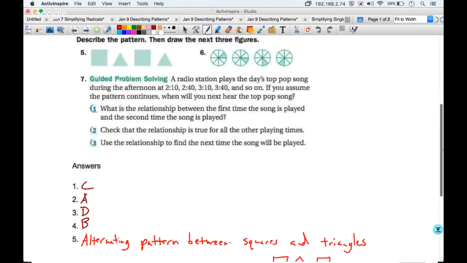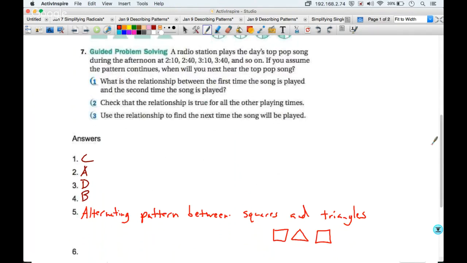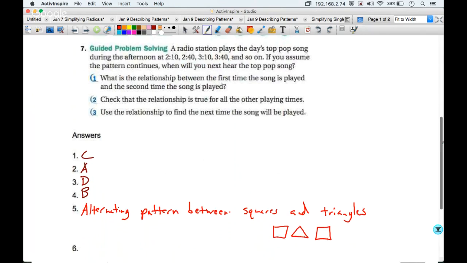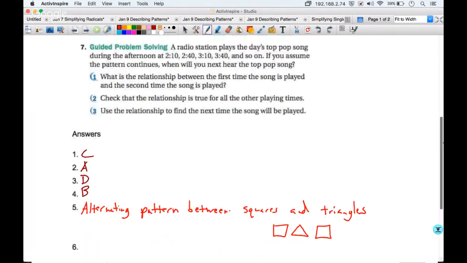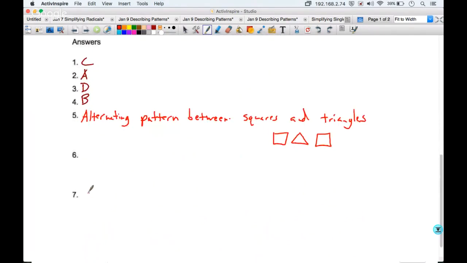All right, let's look at problem number 7. We'll skip 6. I'm not going to do every single problem. Number 7: a radio station plays the day's top songs in the afternoon at 2:10, 2:40, 3:10, 3:40, and so on. If you assume the pattern continues, when will you hear the top pop songs? It broke that question down into 3 parts. What is the relationship between the first time the song is played and the second time the song is played? We need to add, so this is my answer number 1. We need to add 30 minutes each time.